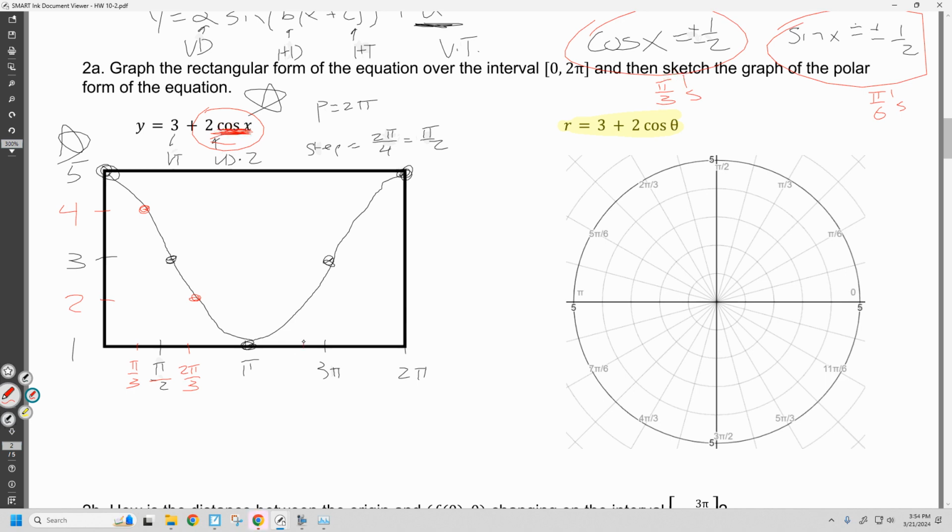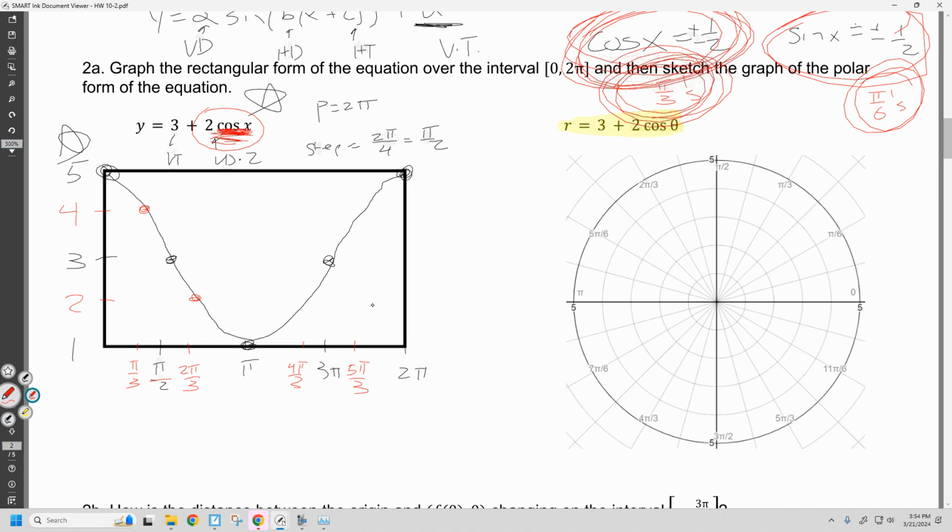So we also have 4 pi over 3. We also have 5 pi over 3. Why are we using the pi over 3? Because those are the angles where cosine equals a half. If this was a sine graph, I would use pi over 6s, because pi over 6s makes sine a half.